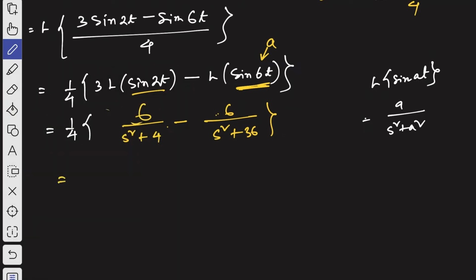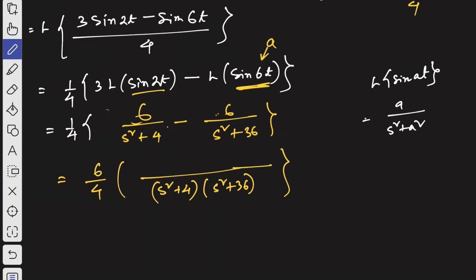Now 6 can be taken as common, 6 by 4. Then let us take LCM here. So what you will get, s square plus 4 into s square plus 36, and here as a numerator s square plus 36 minus s square minus 4, that's what you will get. s square minus s square gone, so we have 36 minus 4, that's going to be 32, right? So let me scroll down the page.